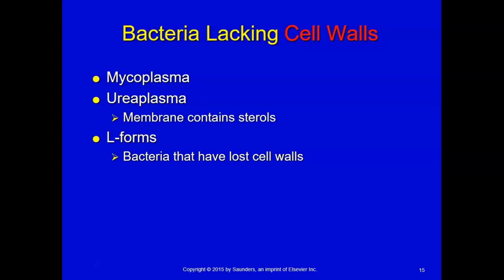The next group is bacteria that lack cell walls, and these examples are Mycoplasma and Ureaplasma. So staining is not going to happen, and it's also important to know when you're working with these microorganisms, because the antibiotics that kill bacterial cell walls are not going to have any effect on these organisms. So it's important to know membrane structure.